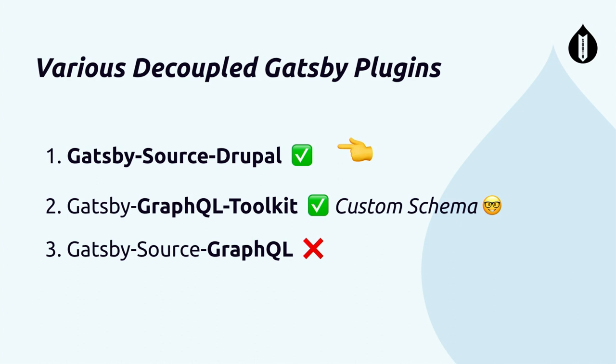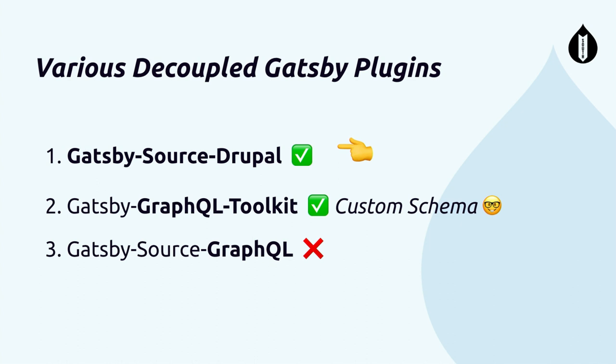Whereas if you look at number three there, Gatsby Source GraphQL, the maintainer even says it's deprecated. The reason being is you don't get any of the benefits, such as, it has known limitations in that it doesn't support incremental builds, CMS preview, image optimizations, and there's a lack of support for the GraphQL data layer. So we'll look at why that's important in the next few slides.